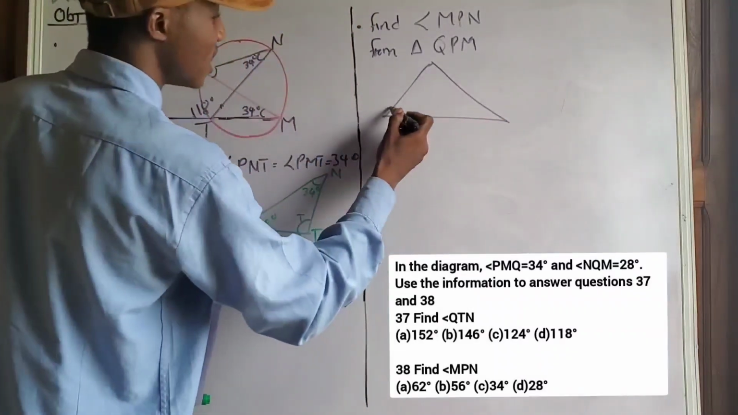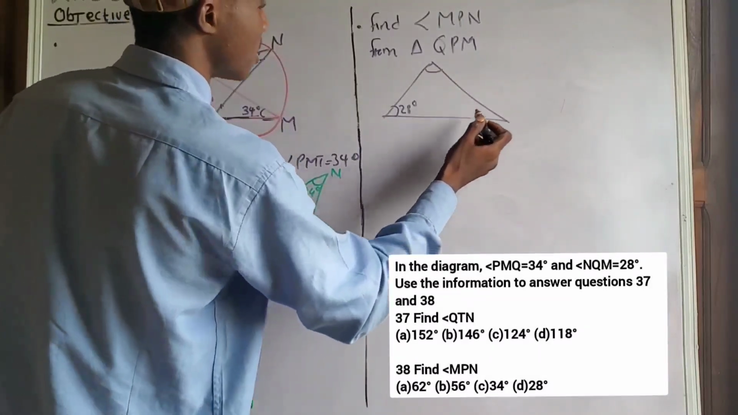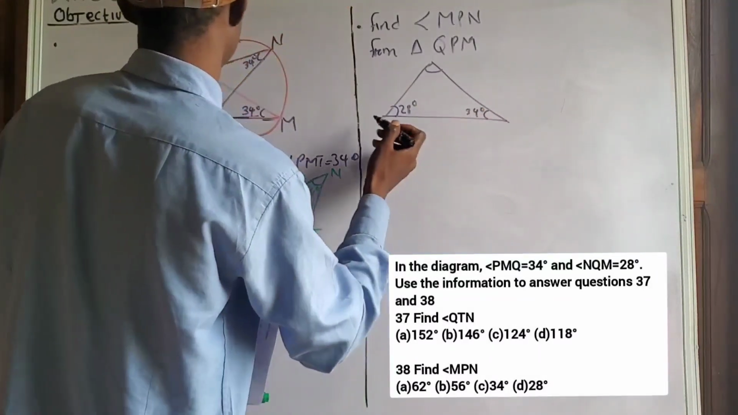In triangle QPM, this angle is 28 degrees. And this angle, we don't know it. This angle is 34 degrees.